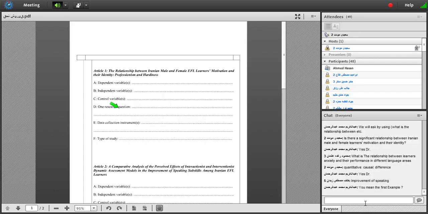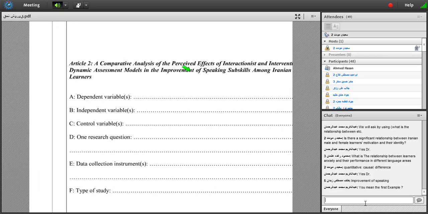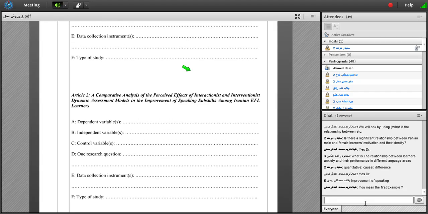Yes, thank you. This improvement of speaking sub-skills, the second one that you see. Let me see. The improvement of speaking sub-skills is the dependent variable. Now, can you tell me the control variables here? What are the control variables?